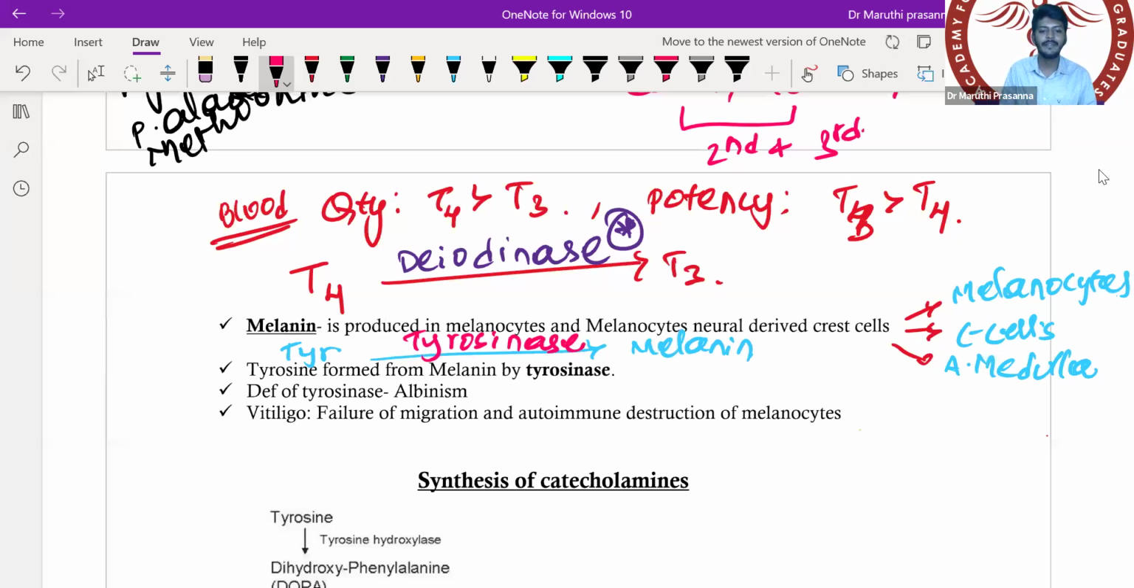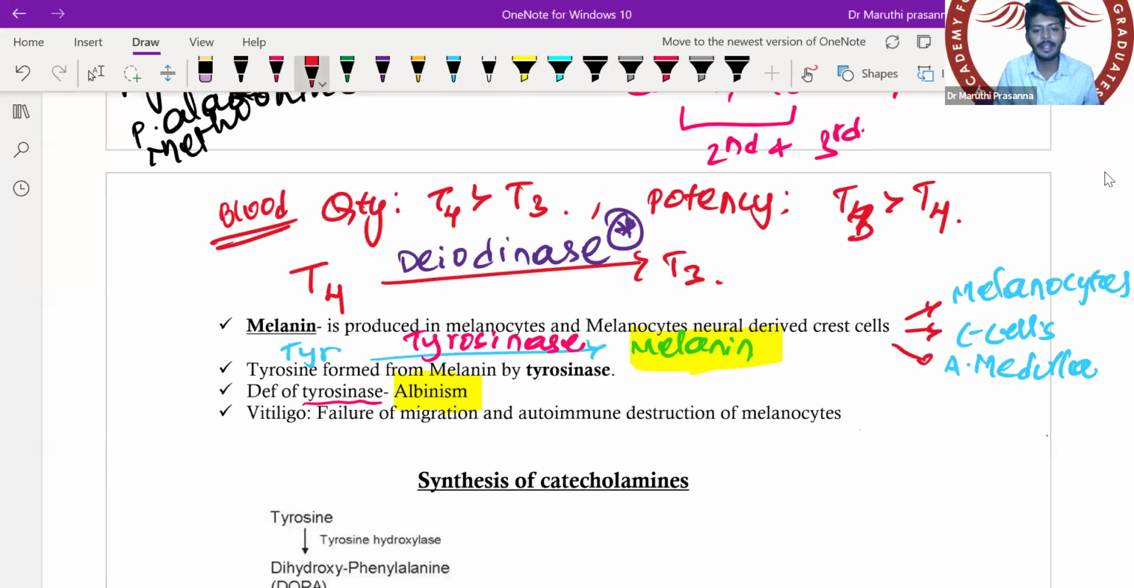Okay, so if there is a deficiency of tyrosinase, so throughout the body that tyrosinase is not there, so throughout the body what is not formed? Melanin is not formed. So all over the body, if melanin is absent, we will call this disease albinism.